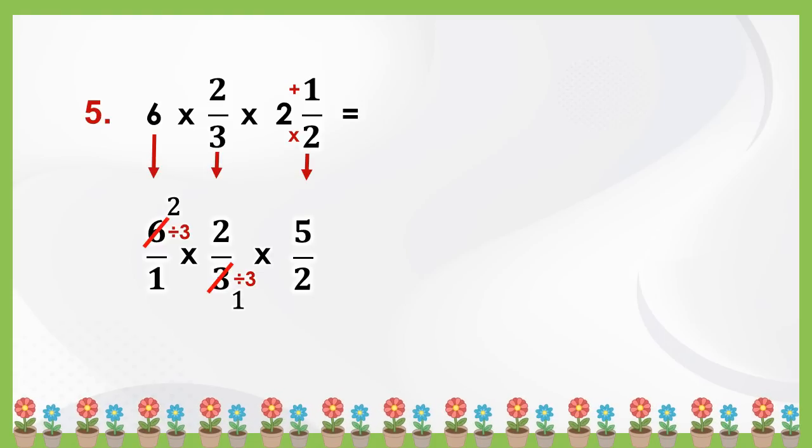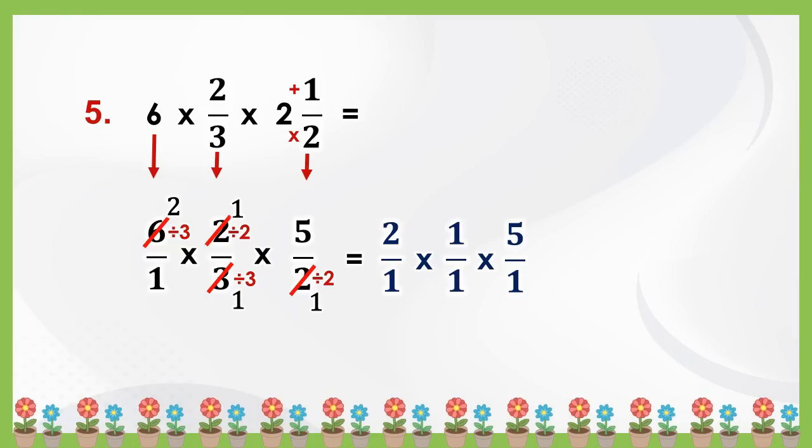Another pair that has common factors is 2. The common factor is 2. 2 divided by 2 equals 1. 2 divided by 2 equals 1. Now, write the new fraction. 2 over 1 times 1 over 1 times 5 over 1. So 2 times 1 times 5 equals 10 over 1. So 10 over 1 is the same as 10. So this is the answer.